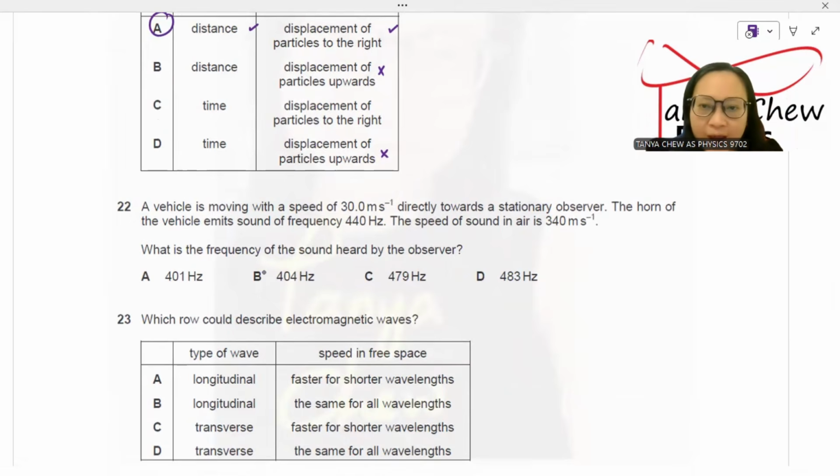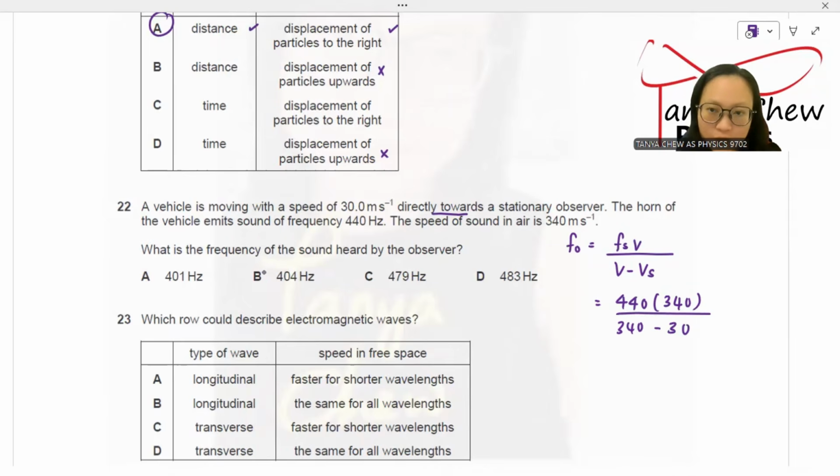This is the Doppler effect. Now, f0 is equal to fs, frequency of the source, times the speed of sound in air, divided by, because this vehicle is moving towards the observer, v minus v of the source. Now, frequency of the source is 440, and then the speed of sound in air, 340. Speed of sound in air minus the speed of the vehicle. So when you solve it, you should get 482.6 hertz. You round it off to 483 hertz. D is the answer.